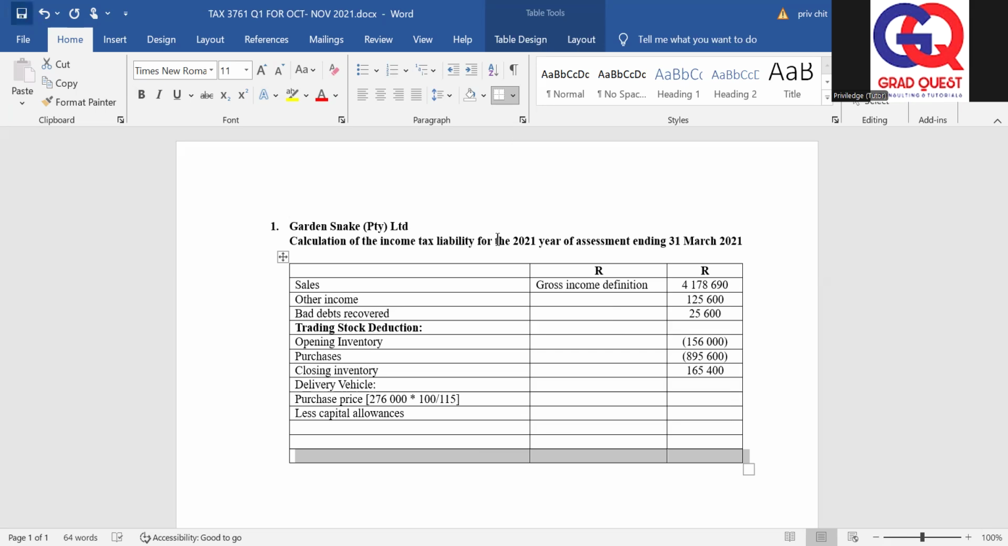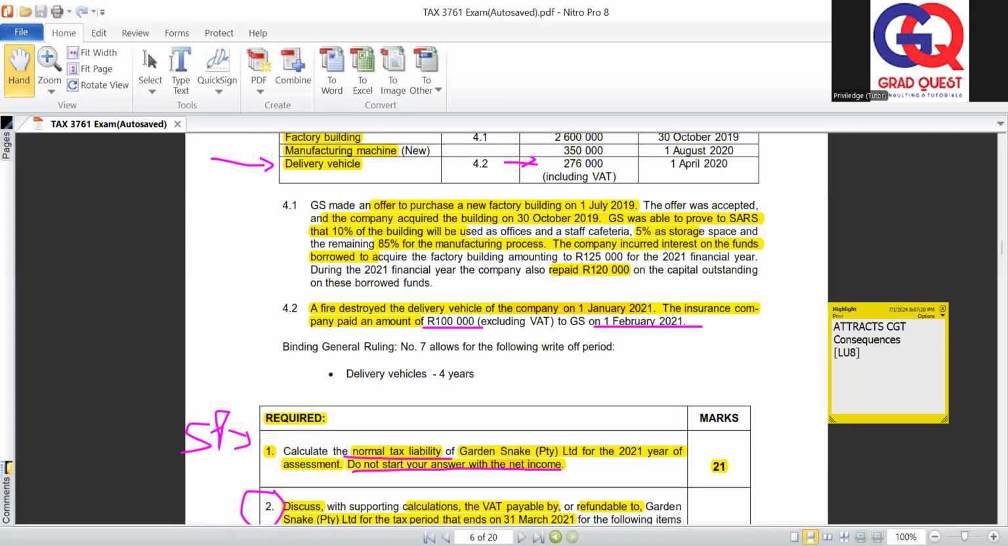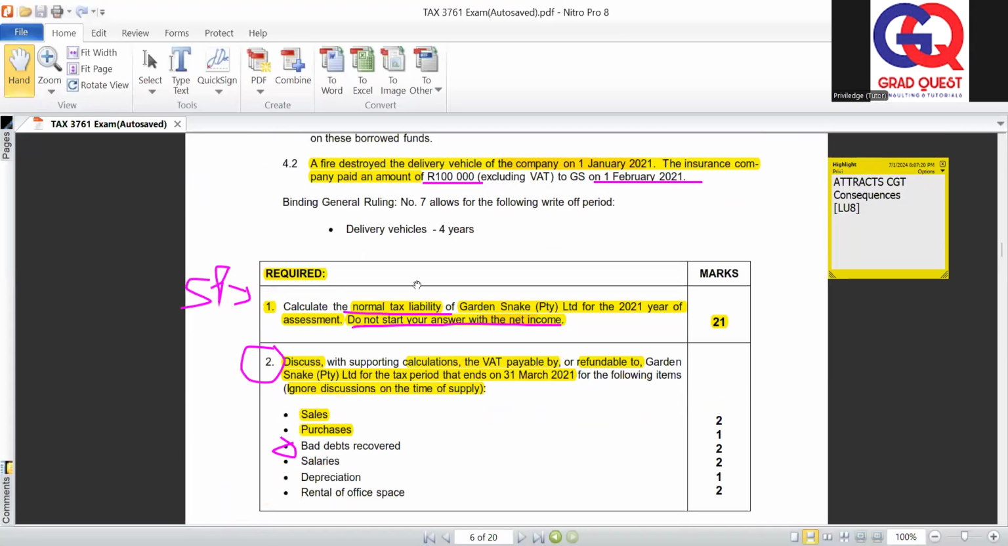So I think to make sense of what I'm showing in the Word document, I would have to first of all take you back to the question paper to highlight what was required, and then of course go back to the information. If you go to the question paper that I've shared with you in the group, in the required section, they were requesting you in number 1 to calculate the normal tax liability of Garden Snake Pty Limited for the 2021 year of assessment. And then the instruction stated not to start your answer with the net income.